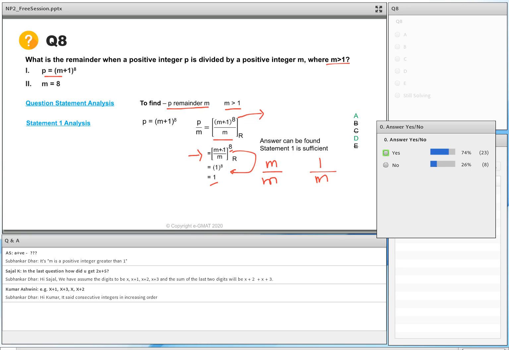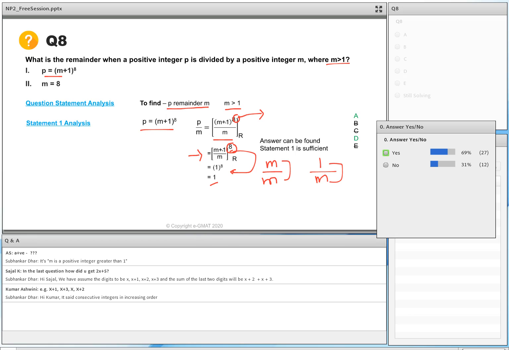Now I need to find out the remainder when m plus 1 to the power 8 is divided by m. Consider what we learned in the last few questions. The first thing is we don't have to consider the exponent right at the start. So we'll keep the exponent out. What other things? Whenever we have addition, we divide it into two parts. Remember the example of 31 and 43. We divide it into two parts, correct? Here as well, we'll divide m and 1 into two parts. Once we divide m by m, the remainder would be equal to 0. The other part, which is 1, I'll divide 1 by m, the remainder would be equal to 1. Why? Because m is a positive integer which is greater than 1.